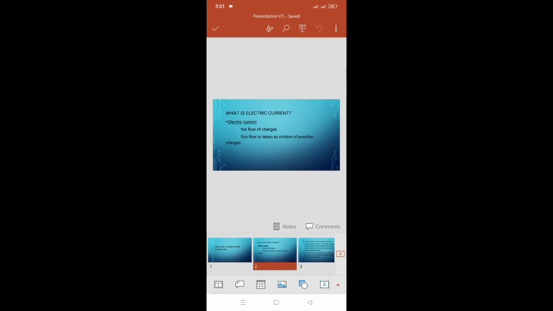What is electric current? Electric current is the flow of charges. By convention, this flow is taken as motion of positive charges. So, it is assumed that charges flow from the positive terminal to the negative terminal of a device that provides the potential difference, like a battery or generator. In reality, we know that it is the electron that flows, but since there is no big difference between the current of positive and negative charges, we shall follow the usual practice provided that the following conditions are met.